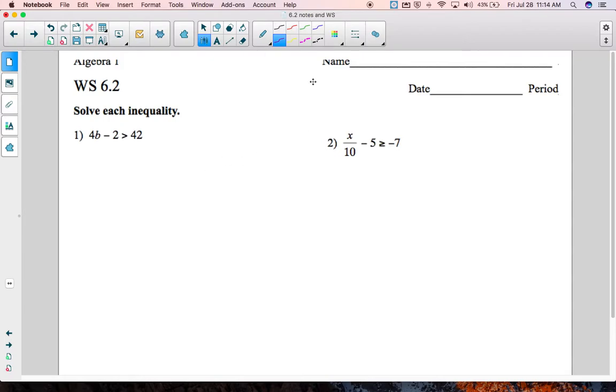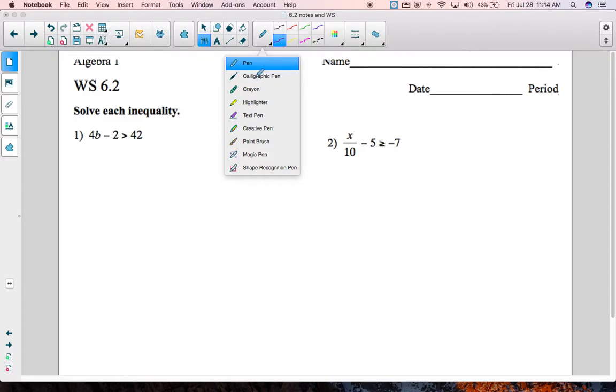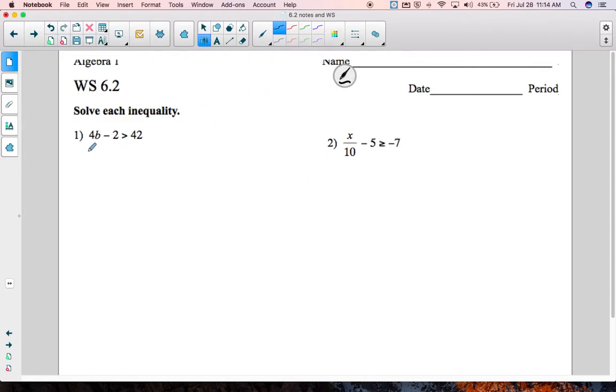Here we go. And I'm going to do about half of them here. So if you're getting stuck on some of the further down ones, just hang in there. I'll be right there. So here we go.